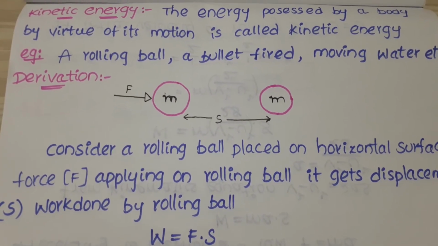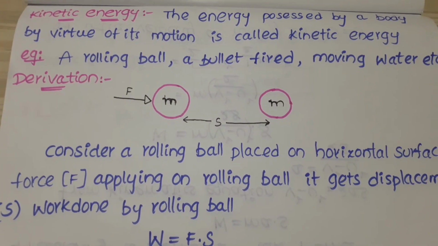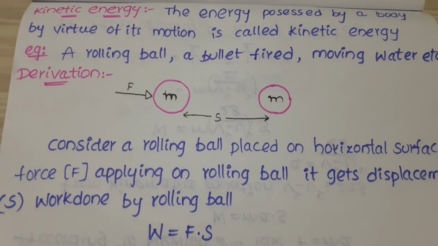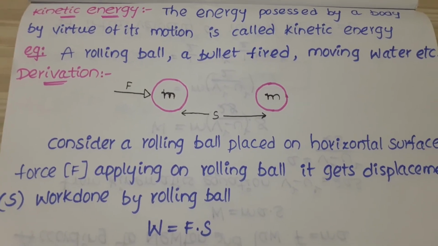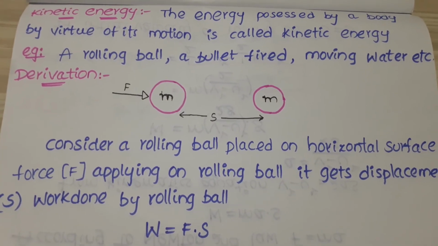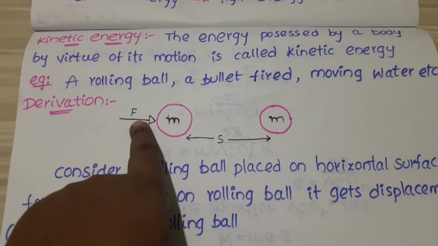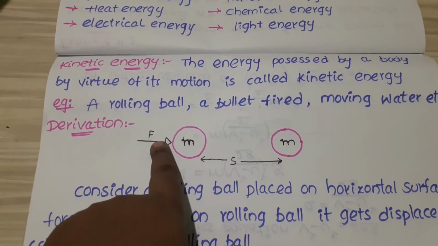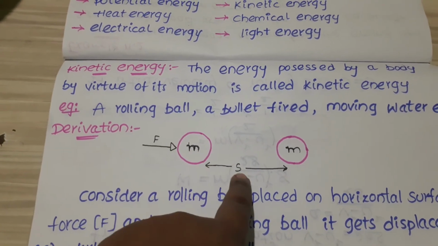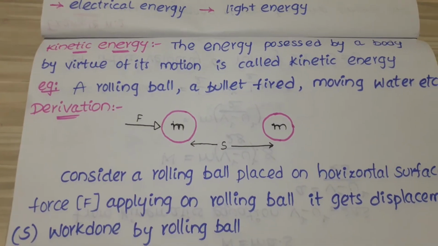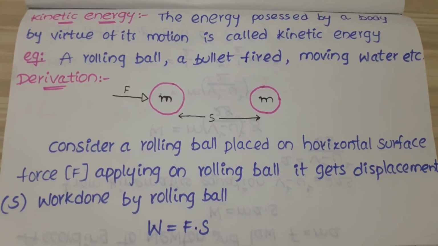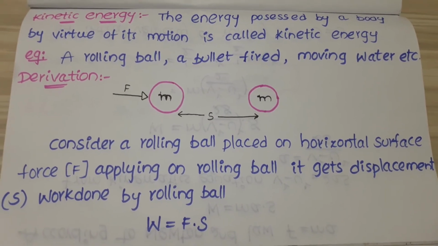So next, derivation of kinetic energy. Consider a rolling ball placed on a horizontal surface. Force F is applied on the rolling ball, and it gets the displacement S. Since force is applied and it gets displaced, work is done. So we have to find out the work done on the rolling ball. W equal to F dot S.